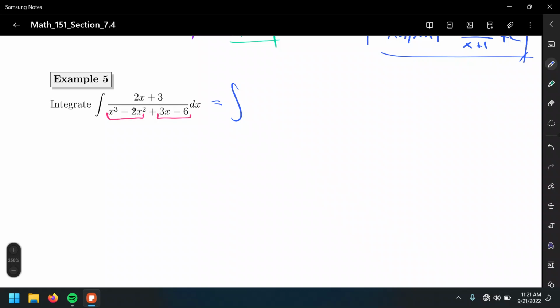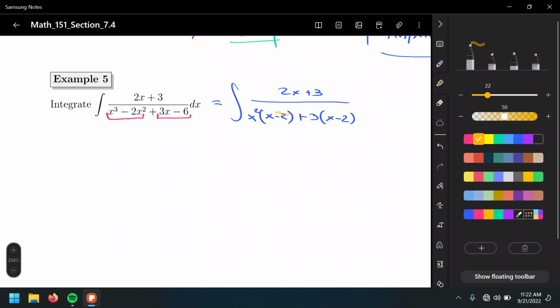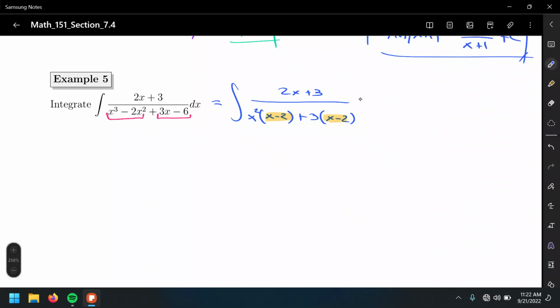Number 1, what's the GCF in the first group? X squared. That's going to leave us with x minus 2. Plus, what's the GCF on the second group? 3. That leaves us with x minus 2. Did you see the new GCF? Yeah. So that's going to be factored out again, leaving us with the integral of 2x plus 3 over x minus 2 times x squared plus 3.